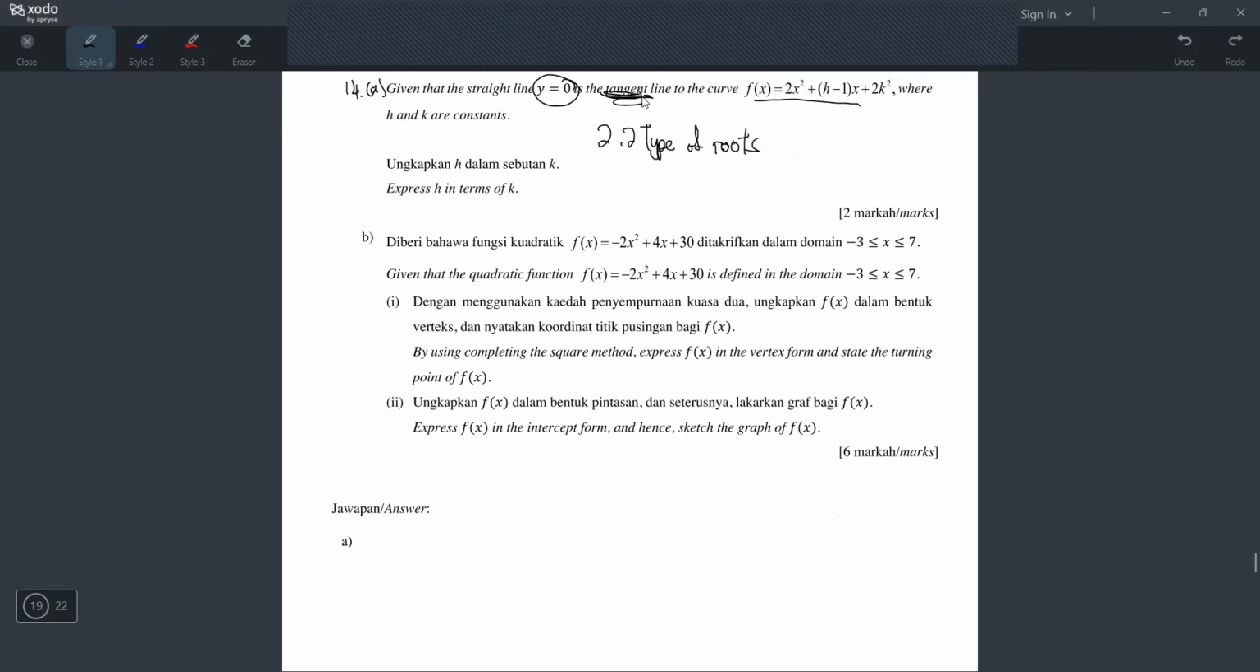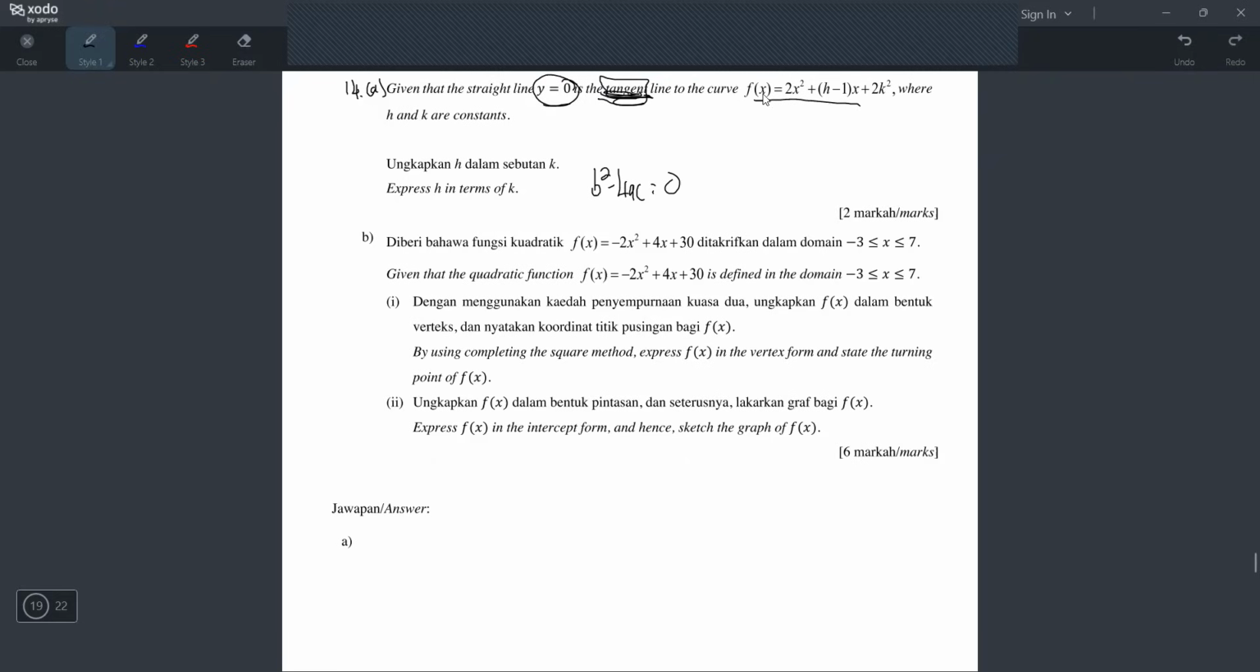Tangent means what? Two equal roots. Two equal roots, or one root. One root or two equal roots. So if it's two equal real roots, what we have to do? We have to take b squared minus 4ac equals 0. The keyword here is tangent. That's why it touches 1 point.